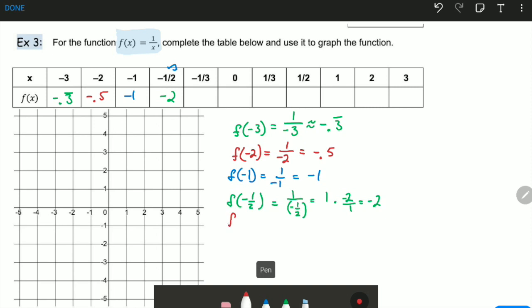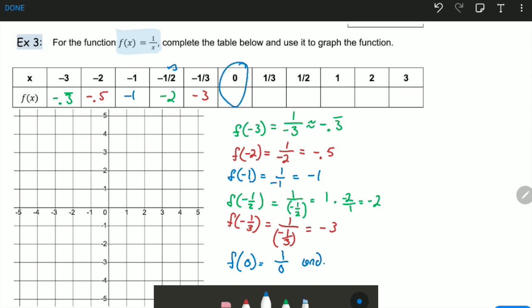And then we have f of -1/3, which is going to do the same thing, 1 over -1/3, which will flip the fraction, resulting in overall -3. Now the next one is one of my favorites. I always love this one. It's so fun. And I always get a bunch of different answers whenever I do this in class. But 1 over 0. If you try to do 1 over 0, you can't actually do it. It's undefined. So we can't graph this because there's no actual value for it.